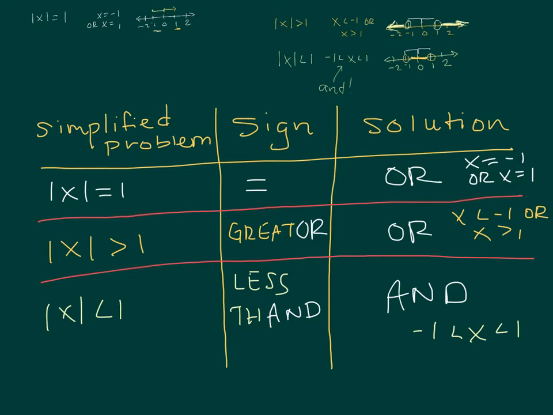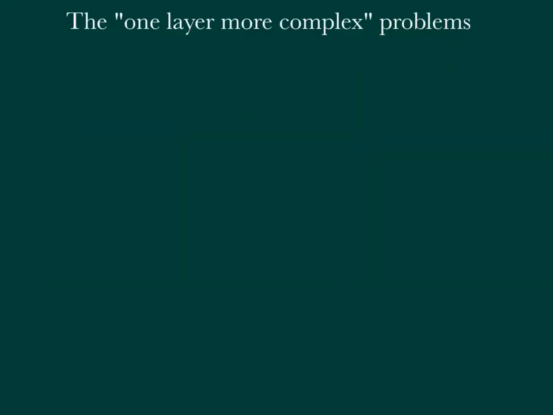Now, one of the important things to note is that when I'm looking at the simplified problem, I am looking specifically at the variable on the left and the constant on the right. I need to make sure that when I label something as greater than or less than, I am talking specifically about what the variable is in relation to the constant. The variable is greater than the constant. The variable is less than the constant.